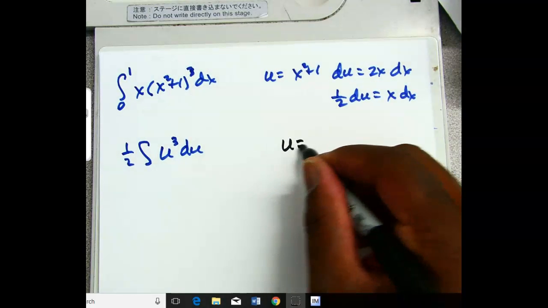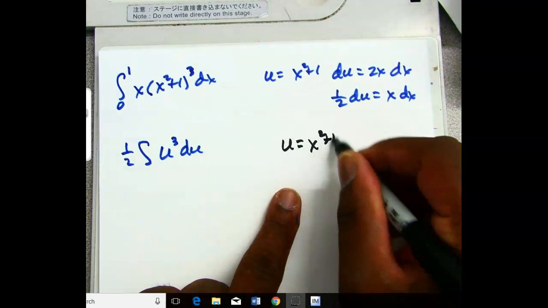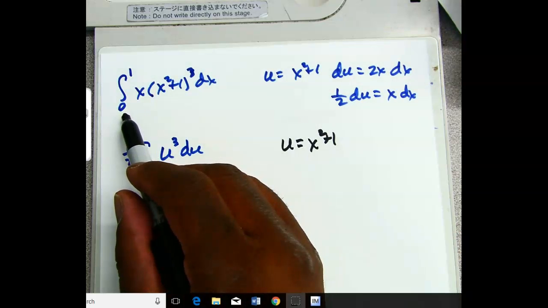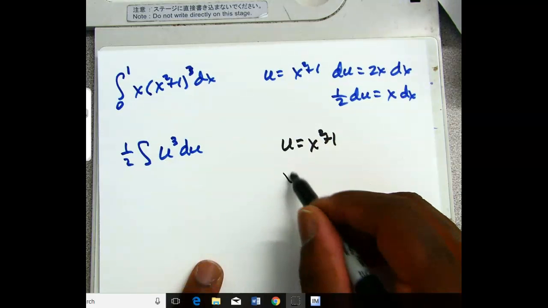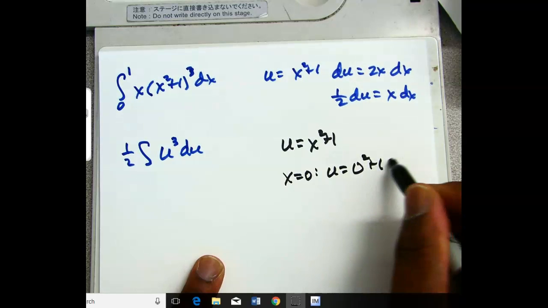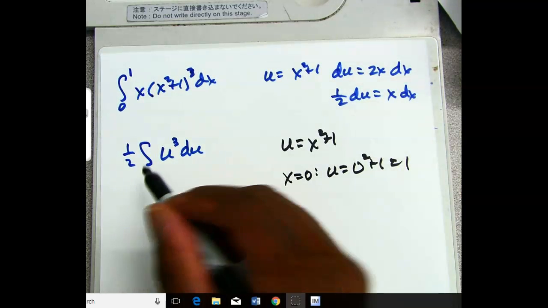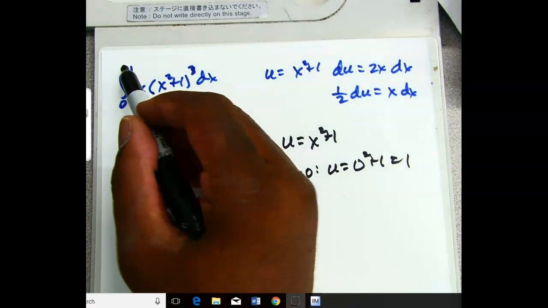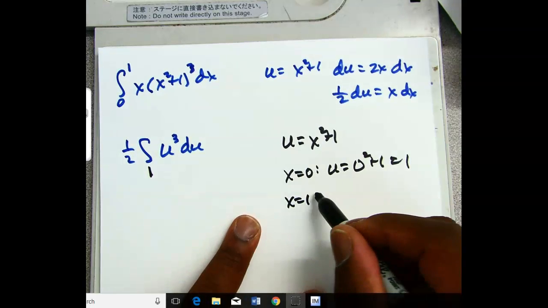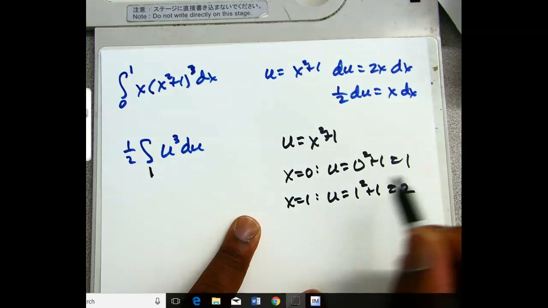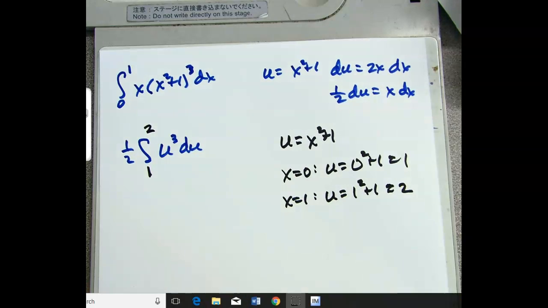So u is equal to x squared plus 1. So what is u when x is equal to 0, our lower limit? So at x equals 0, then I get u is equal to 0 squared plus 1, so u is 1. So my lower limit now becomes a 1. My upper limit here was 1, so when x is equal to 1, u is equal to 1 squared plus 1, so that's equal to 2. So my upper limit becomes 2.